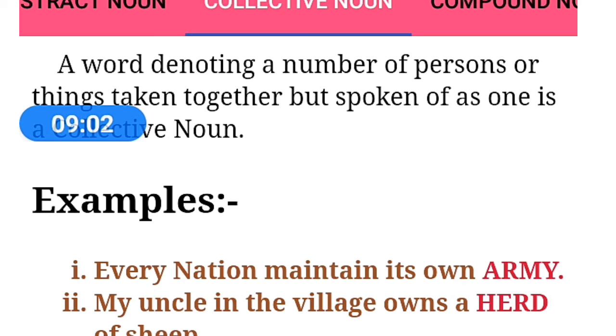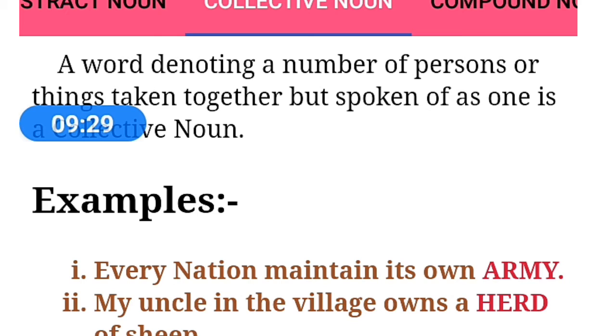Collective noun: a word denoting a number of persons or things together but spoken of as one. Various things together but spoken of as one is called a collective noun. Like a bouquet of flowers. There are various flowers in one bouquet and collectively it is called a bouquet. Therefore, bouquet becomes a collective noun.